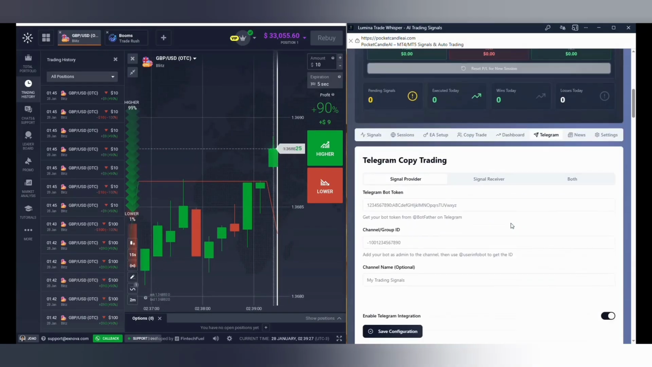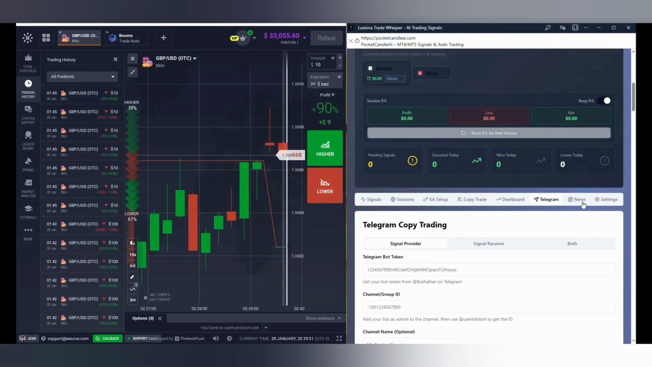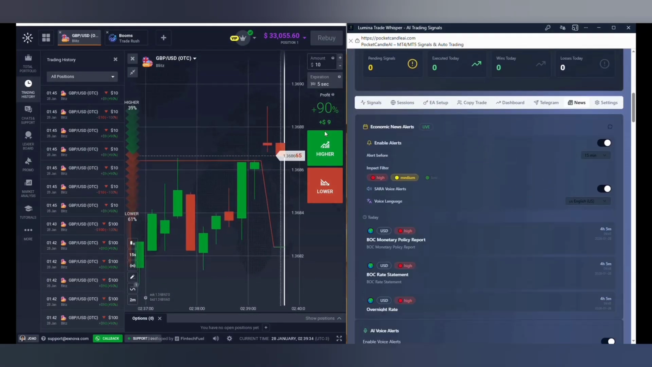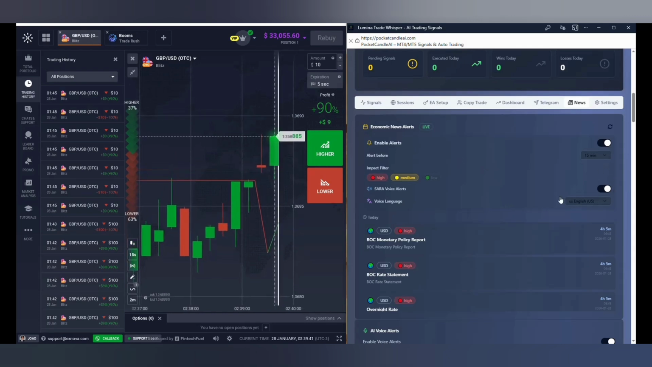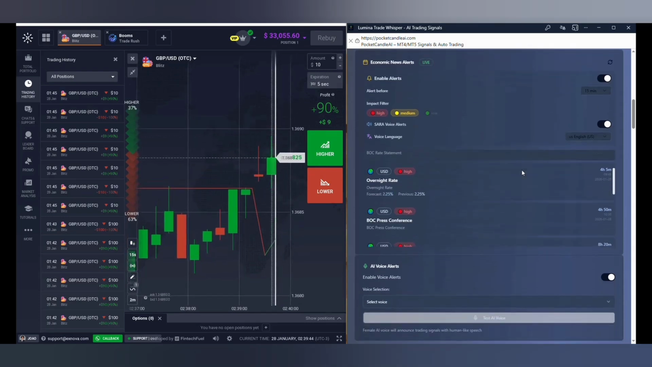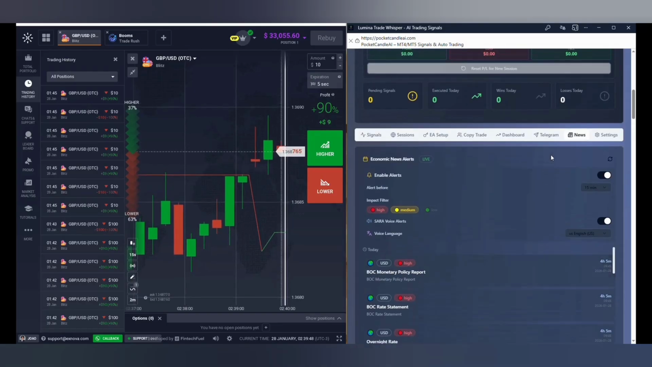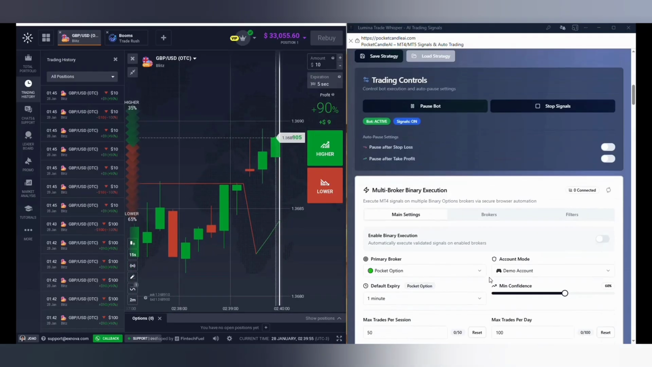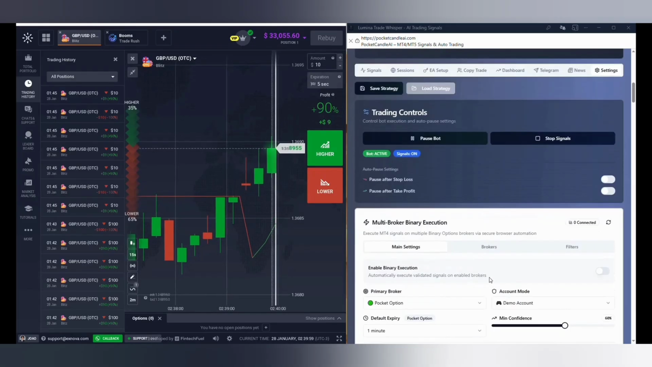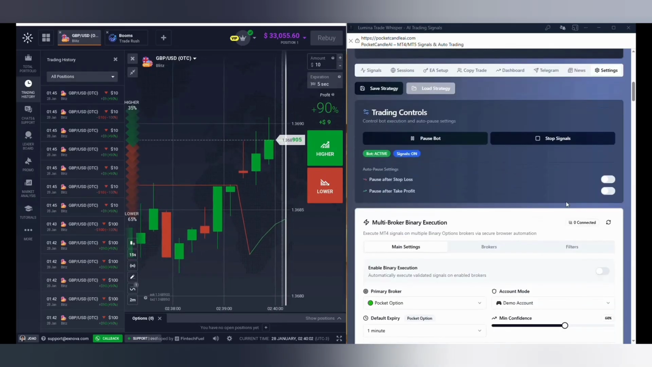Then we have Telegram, where you can send signals. We have news, the same as on the other side. I can set the news here. Actually, it was set already, so I can see the news. And here are settings, where you can add your brokers.